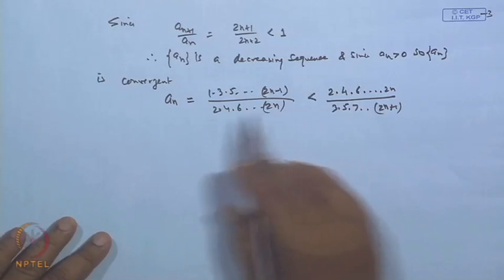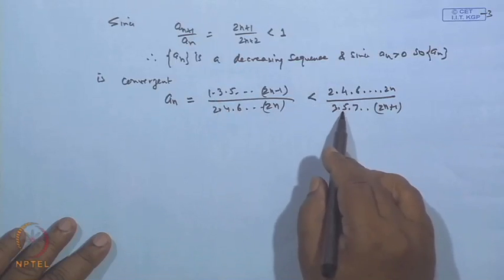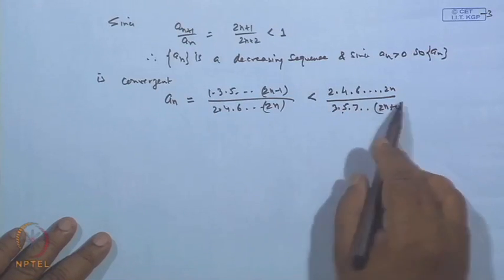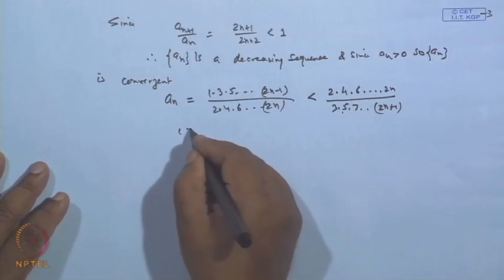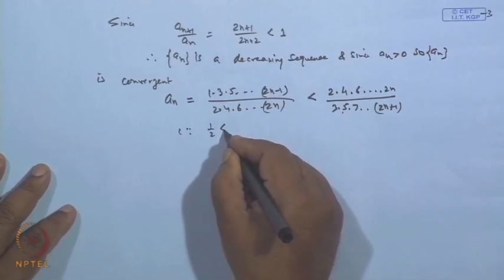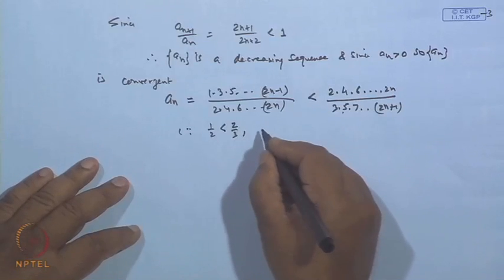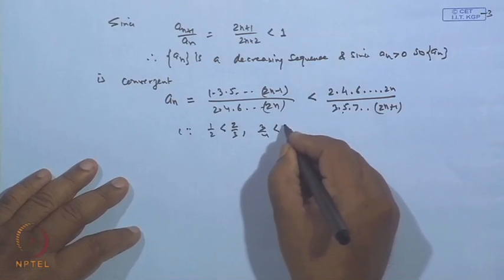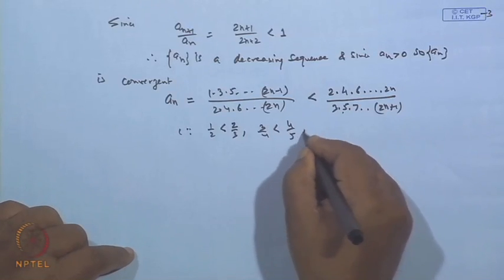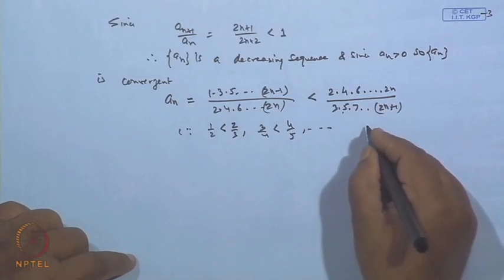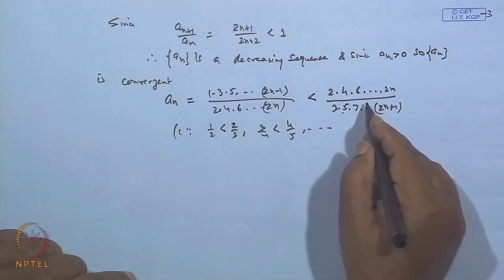So, this will be 1/2 is less than 2/3, 3/4 is less than 4/5, 5/6 is less than 6/7, like this. So, we can say this is less than, because 1/2 is less than 2/3, 3/4 is strictly less than 4/5, and continue. So, we can say this.